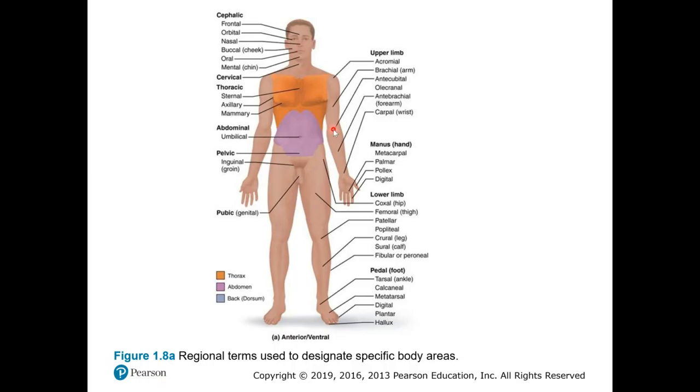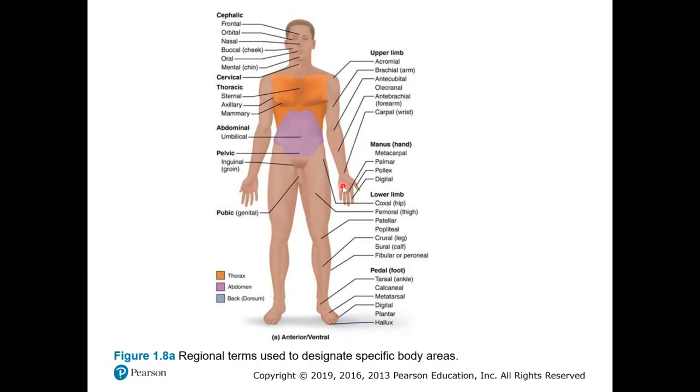Antebrachial. No, that's on the other side. Wrong picture. Oh, there it is. Forearm. Down here, we have the carpals. Where is it? There it is. Carpal region is the wrist. The name of the bones in the wrist are the carpals.